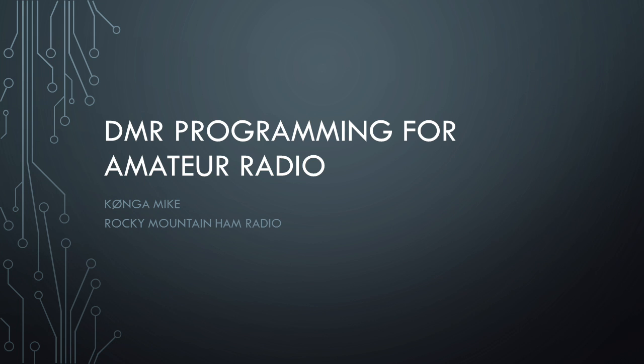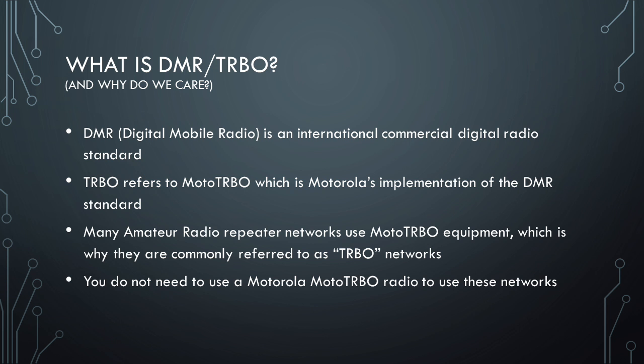So to do that, let's talk about what DMR is. Firstly, DMR stands for Digital Mobile Radio, and it is an international commercial digital radio standard. Came into the United States out of Europe. Now sometimes people get that confused with Turbo. What's the difference between Turbo and DMR? So Turbo is short for Moto Turbo, and Moto Turbo is Motorola's implementation of DMR. So they're not exactly interchangeable. Moto Turbo is DMR, but not all DMR is Moto Turbo.